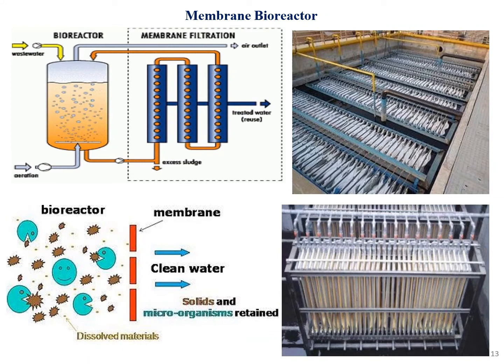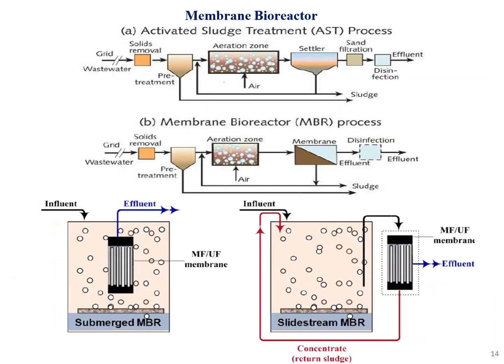So coming up is another type of bioreactor, which is the membrane bioreactor. As you can see, it contains a filtration membrane that filters the particles, and thus we get clean water. And coming to the bigger part of this, which is the activated sludge treatment, the prominent part of wastewater treatment, we have the grit wastewater, the solid removal systems, the aeration system, the settler, and the sand filtration effluent. And we have the second part, which is the membrane bioreactor process.